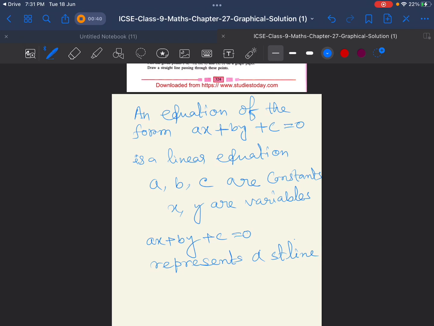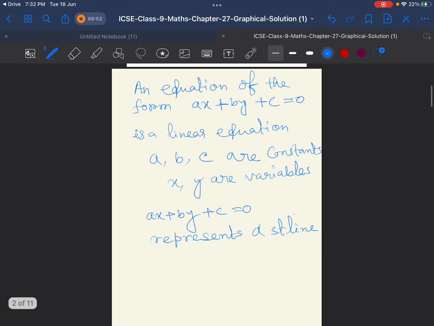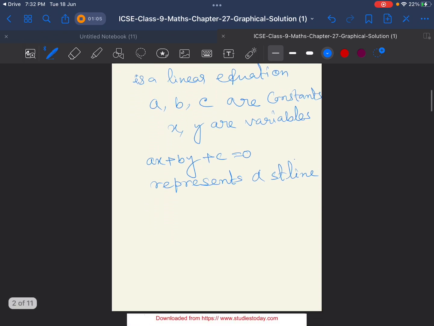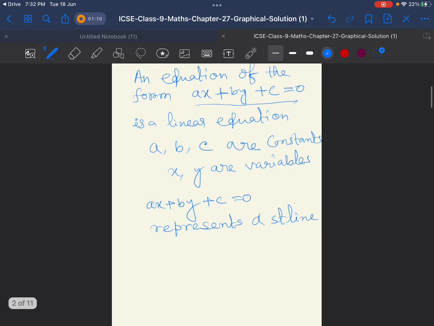first we have to know what is linear equation. An equation of the form ax plus by plus c equals to 0 is a linear equation. So here a, b and c are constants, x and y are variables. Okay, so ax plus by plus c equals to 0 represents a straight line. This equation represents a straight line.